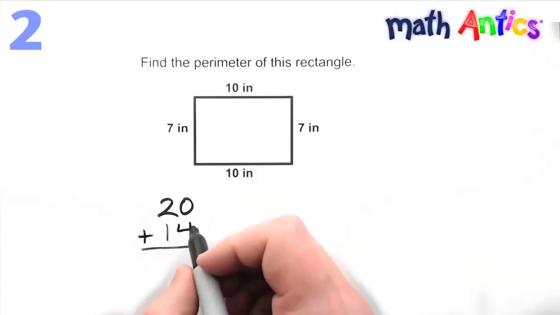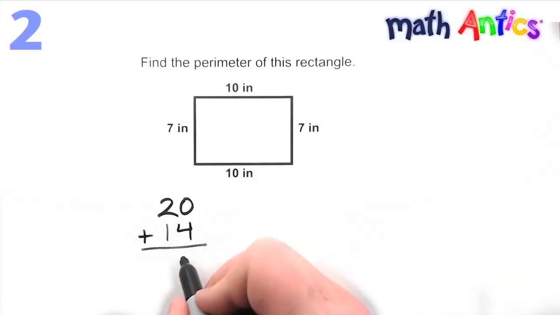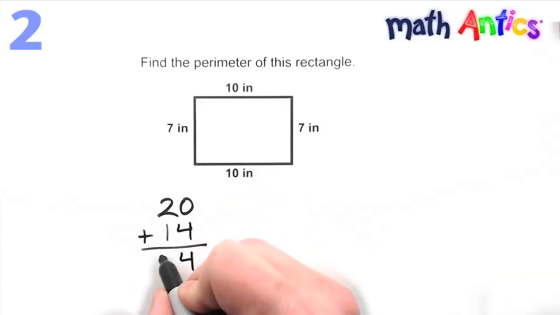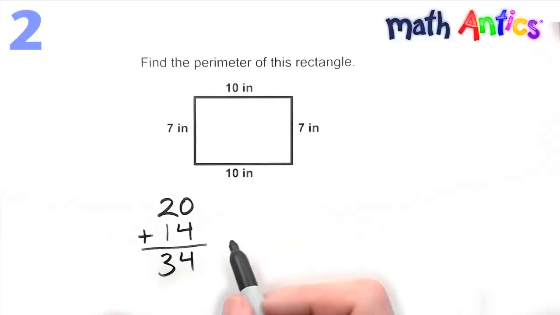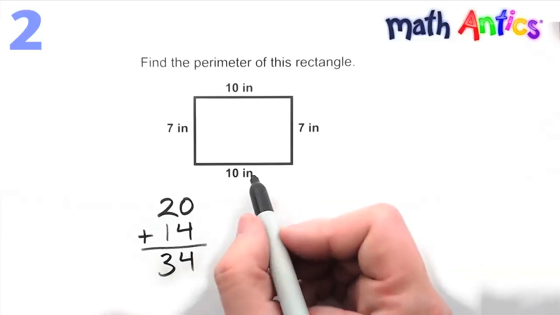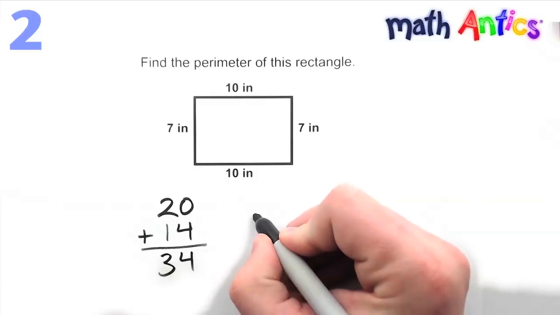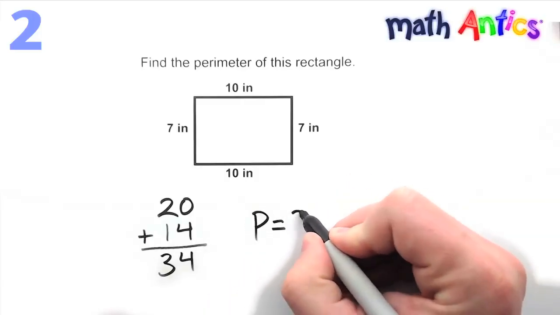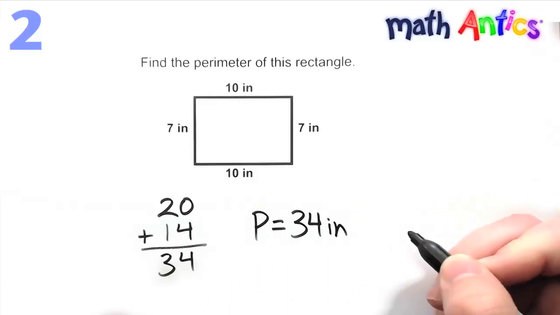So we just add up these two numbers. So 0 plus 4 is 4, 2 plus 1 is 3. So now we have 34, and they're not just 34 nothings, they're 34 inches. So let's write this out as P for perimeter equals 34 inches.